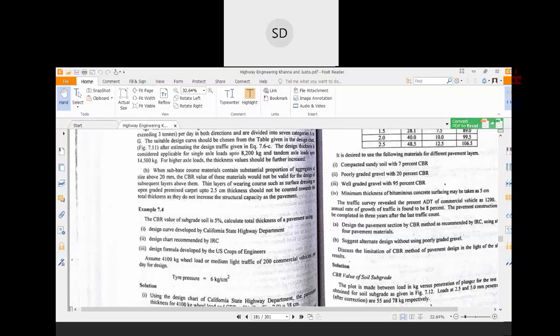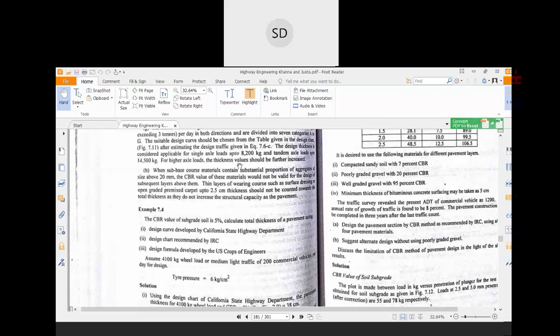In our last class, we discussed the parameters of flexible pavement design. In this class, we design one flexible pavement. In the design of flexible pavements, there are different methods. In India, we follow the IRC method, or Indian Roads Congress method, and that IRC code is IRC 37.